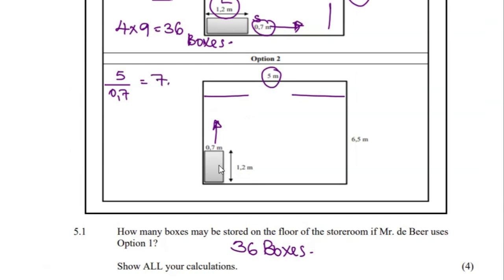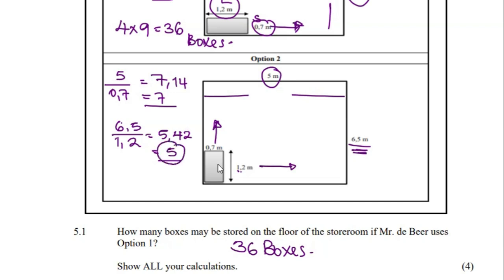You have the answer 7.14. Remember, these are boxes. We only need 7 full boxes. Then the next one will be the 6.5. You see the 1.2 is on this other side. So it's facing or versing this. So 6.5 divided by 1.2 becomes 5.42, which became 5. So option 2, how many boxes are there?